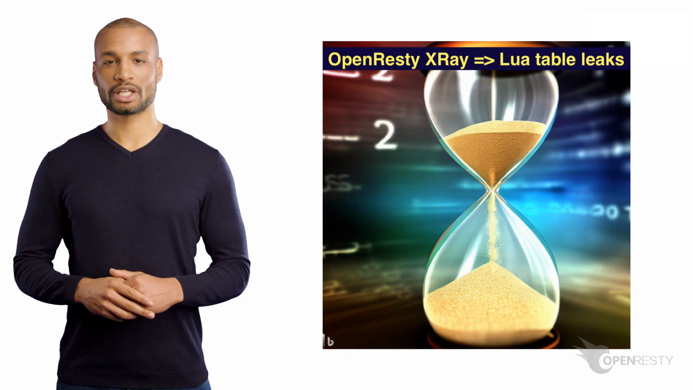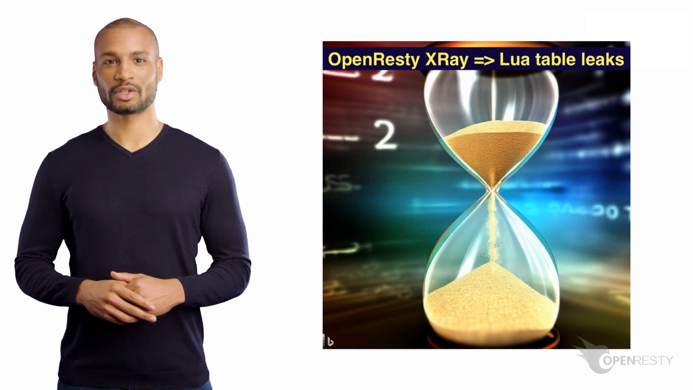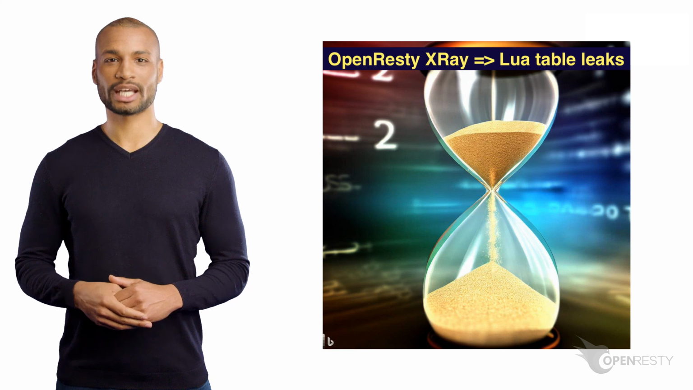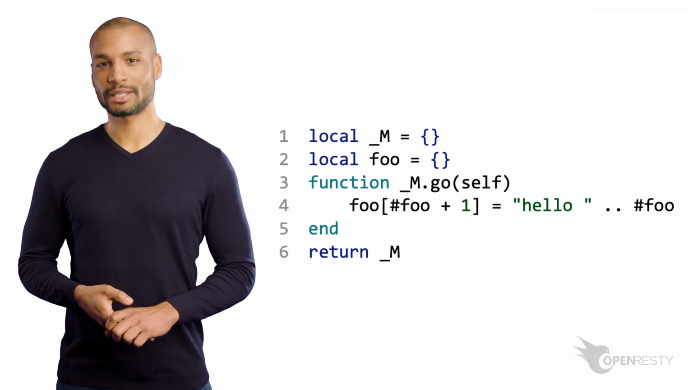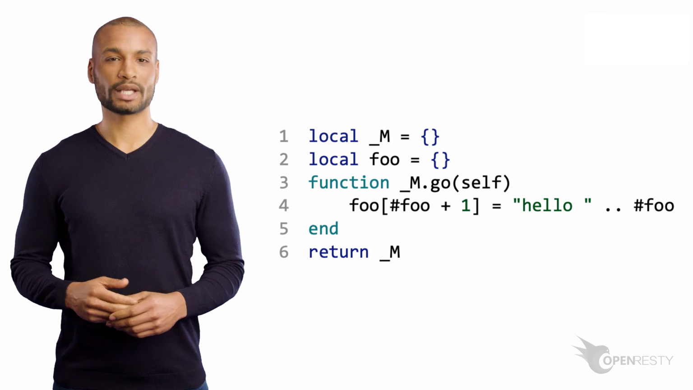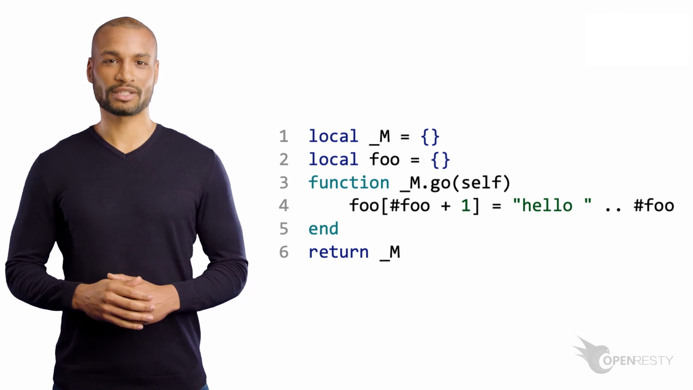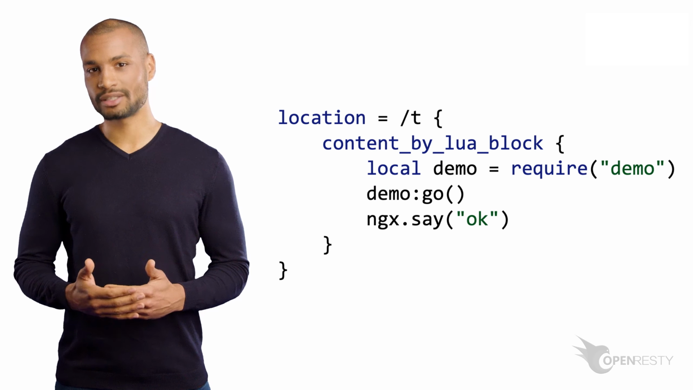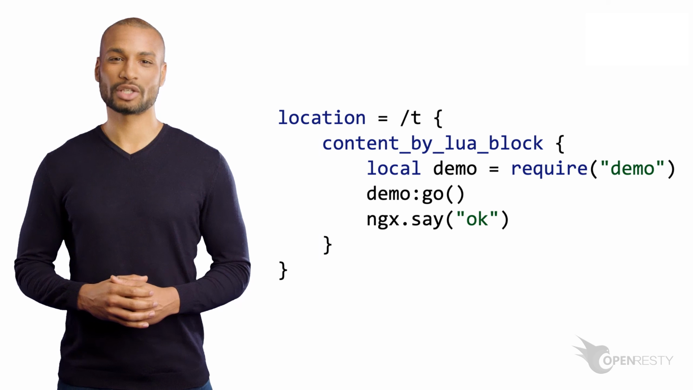In this video, you'll learn how to use OpenResty X-Ray's command line tools to find leaked Lua tables in an OpenResty Lua application. Let's look at a simple OpenResty Lua module that leaks memory. The demo.lua module has a foo table that grows every time the demo go method is called. The nginx.conf file configures the demo go method to run on every request.